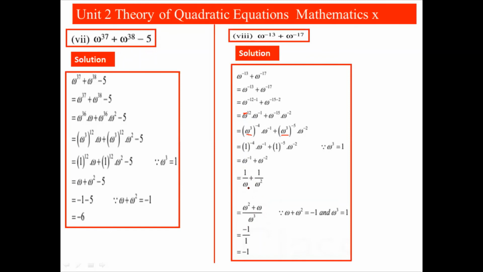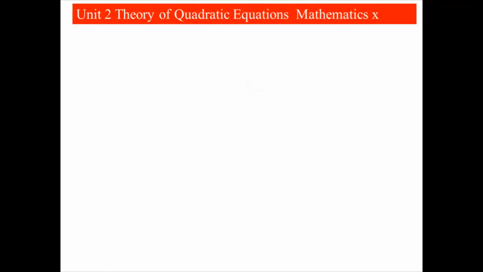Here we can take omega square as LCM, but why are we taking omega cube? So that we can write this in terms of the properties of cube root of unity. So that's why we are taking this in form of omega cube. So omega square plus omega can be written as minus 1, and omega cube we can write as 1. So minus 1 divided by 1 is equal to minus 1. So this is important. Question number 3.